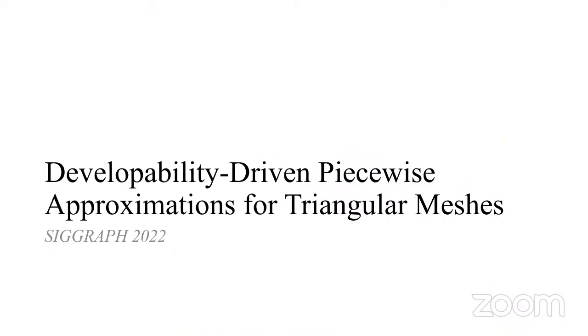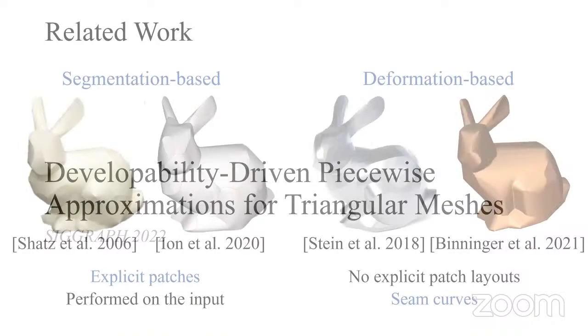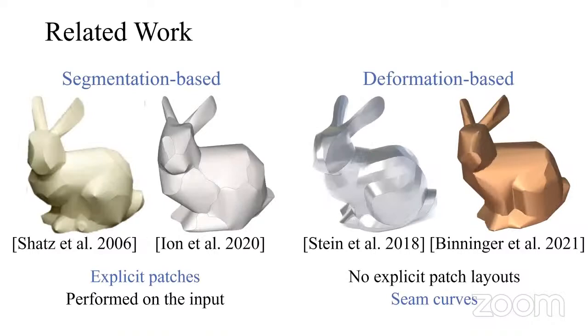Next, I will introduce our recent three works on this problem. The first one is the developability-driven piecewise approximation for triangular meshes. Let's first see some related work. The related work to generate developable approximation can generally be divided into two categories. The segmentation-based method decouples meshes into patches and approximates each patch using a developable surface. However, since the segmentation is often directly performed on the input mesh, the approximation error is usually larger after optimizing each patch to be discretely developable.